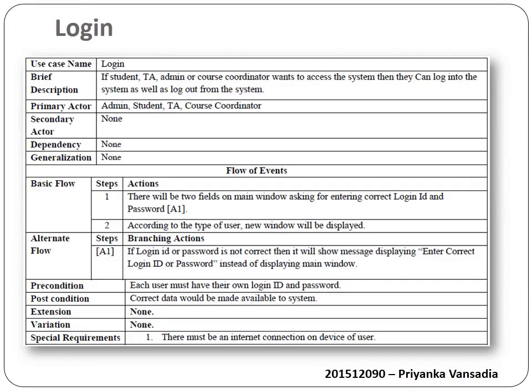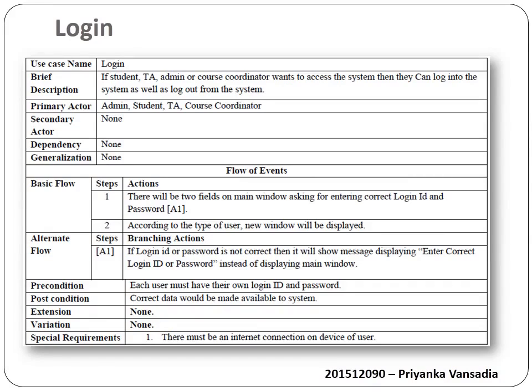Flow of events are: there will be 2 fields on the main window asking for entering correct login ID and password. The alternate flow for this is: if login ID or password is not correct, it will show a message displaying enter correct user ID or password instead of displaying the main window. After logging in to the system, according to the type of user, a new window will be displayed.